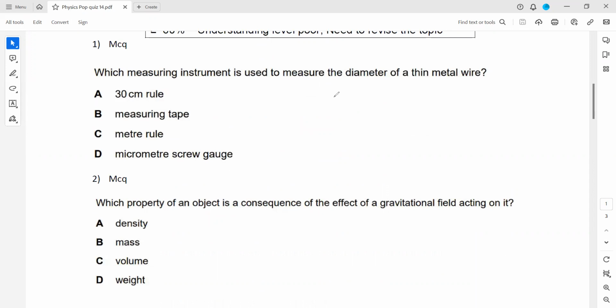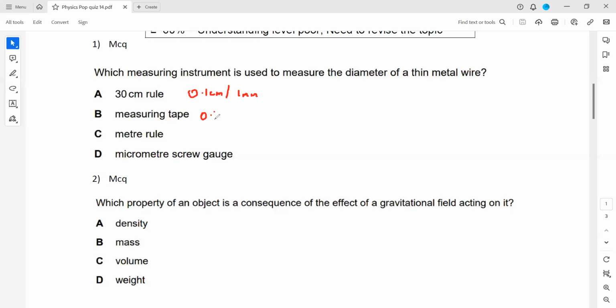Because if you want to measure a small quantity or shorter length, then we always check the least count of the instrument, like the smallest value which the instrument can record. So if we use a scale, the smallest value it can record is 1 centimeter, or you can also say 0.1 centimeter, or you can say 1 millimeter.